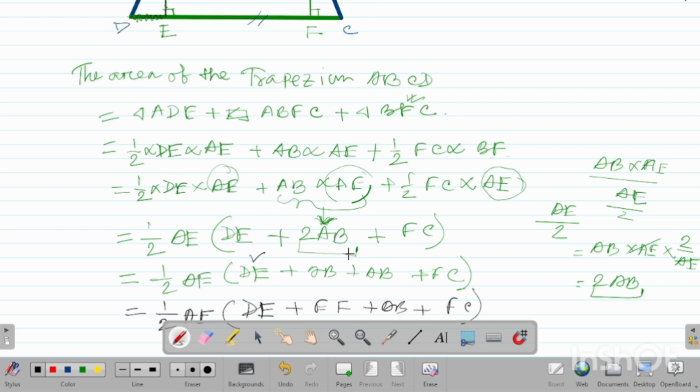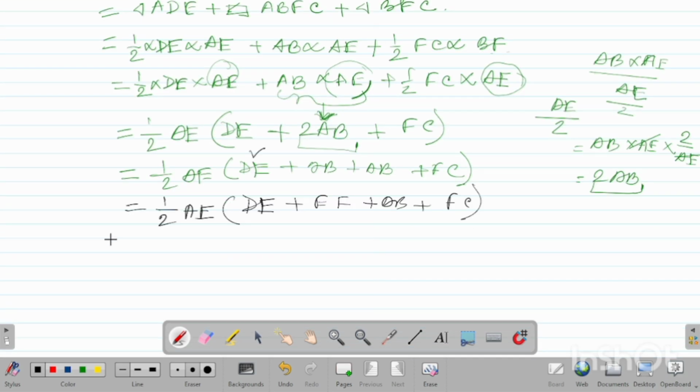Now, if you add DE, EF and FC from the picture, that means you are adding DE, EF and FC, then you will get CD or DC. That means we get half of AE multiplied by DE plus EF plus FC, which is equal to CD or DC, plus AB.